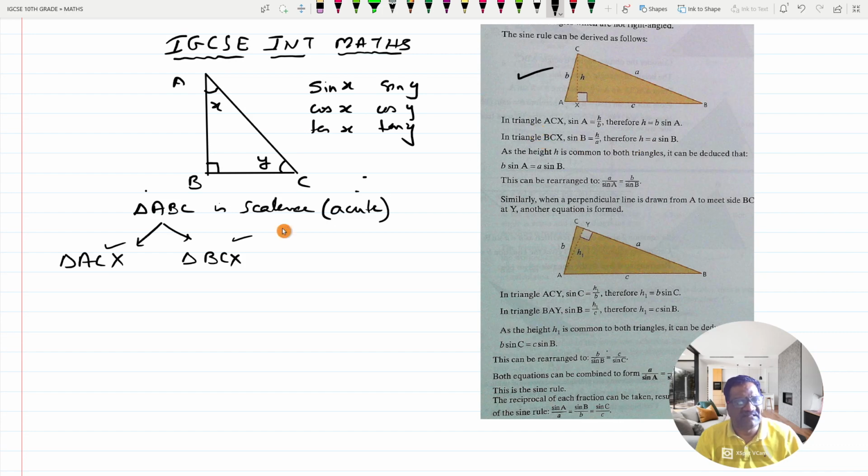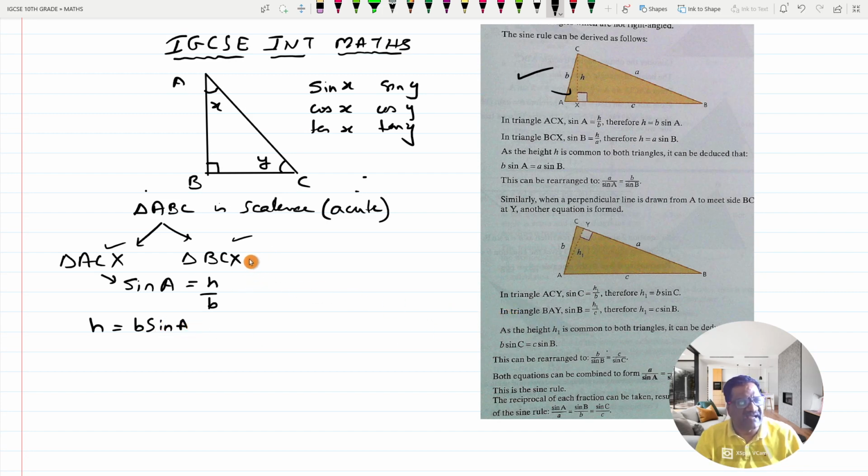Now what happens in this triangle ACX, that is this smaller triangle? In this triangle, if I want to write an expression for sine A, I can easily write it as opposite upon hypotenuse. So sine A in this triangle ACX will be opposite upon hypotenuse, which is nothing but h upon b. Now, if I rearrange this, I can write h is equal to b sine A, right?